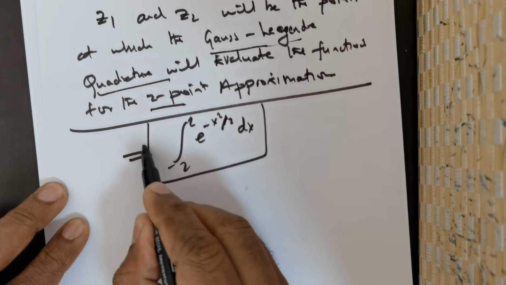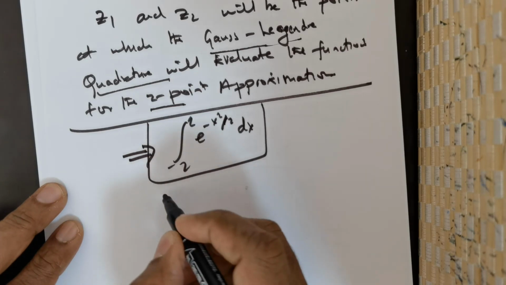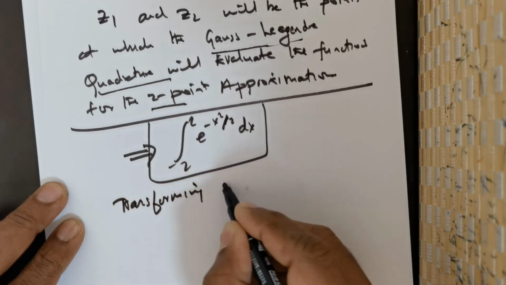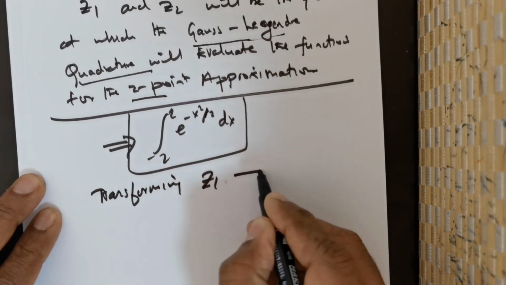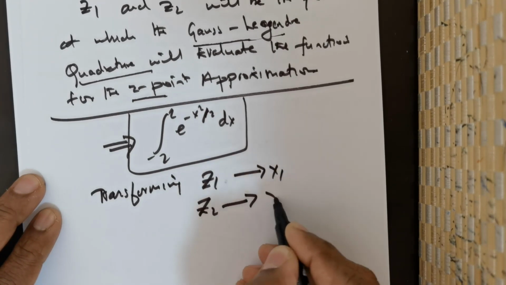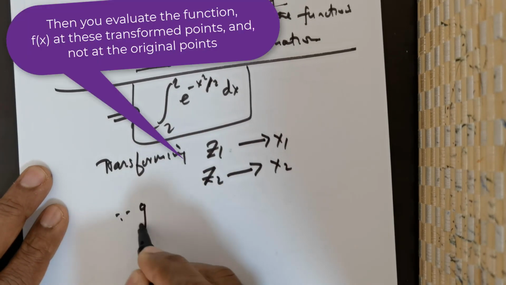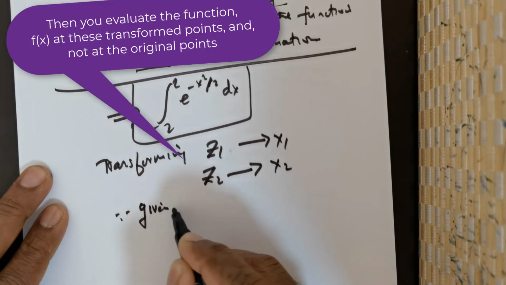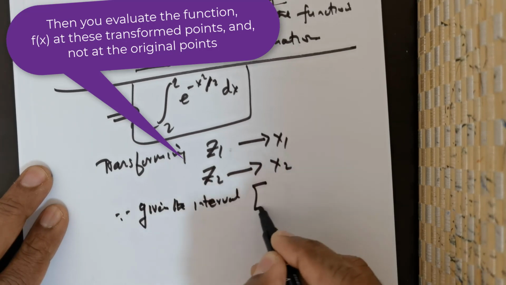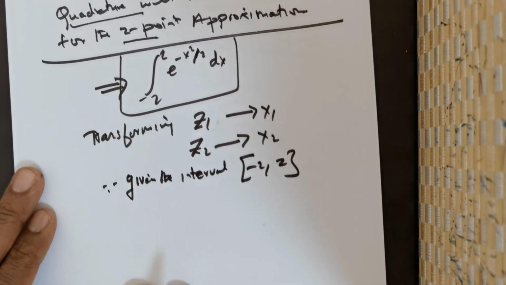For this question, what we are going to do is transform z1 to x1 and z2 to x2. Now why are we doing that? Because of the interval negative 2 to 2. I hope this clarifies.